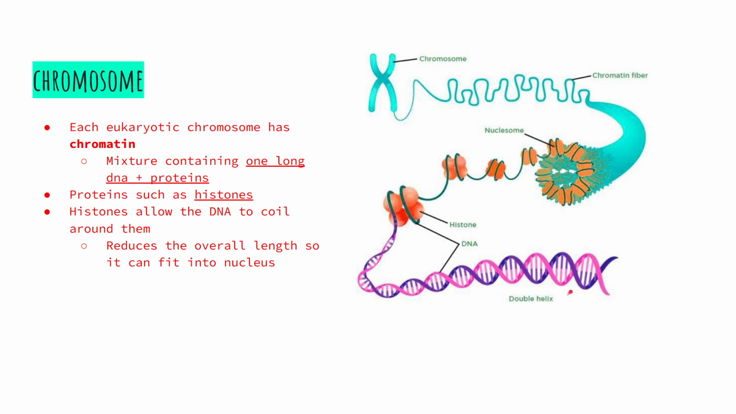Okay, so we have our DNA, the DNA is wrapped around these histones. These histones are the proteins. We then get these structures that are called nucleosomes. When the nucleosomes are then condensed more, we get our chromatin fiber. Chromatin fiber then makes our chromosomes.